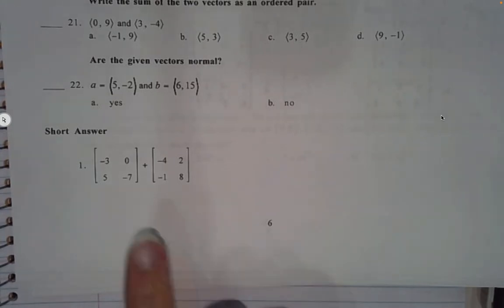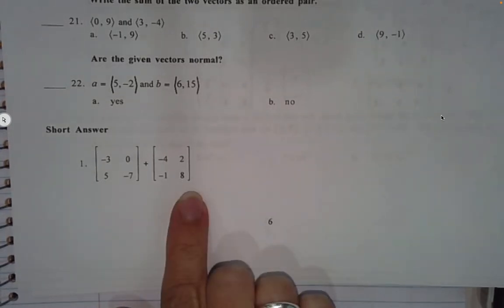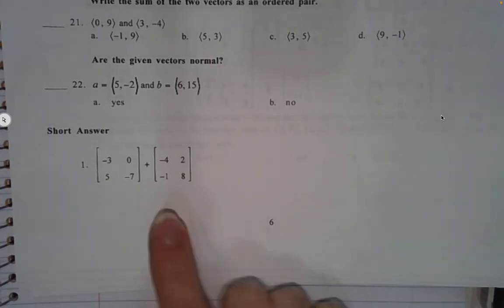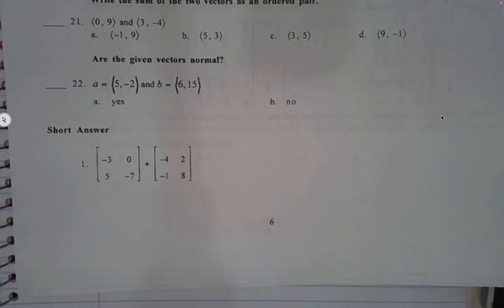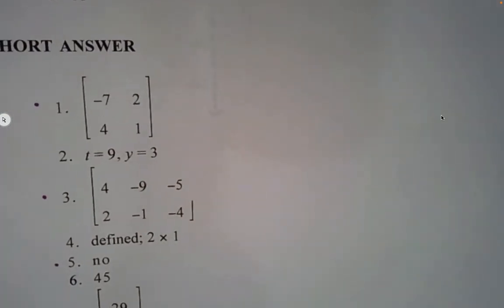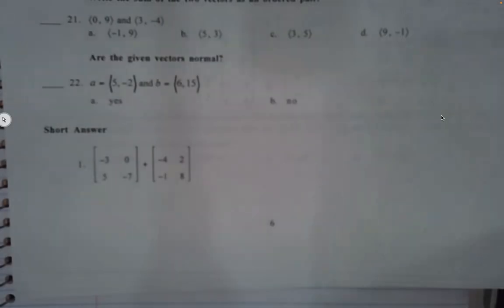This one, do I need to go over adding? Is that one on there? It's on there. Yeah, this is the first short answer. No, what's the answer? That's another. Oh, the answer, hold on. But y'all, I don't mind going over it if y'all just tell me. No, I know how to do it. I just don't know the answer. Okay. Give me just a second. Oh, I found them. That's number 1. Did y'all get this? -7, 2, 4, 1. Okay.